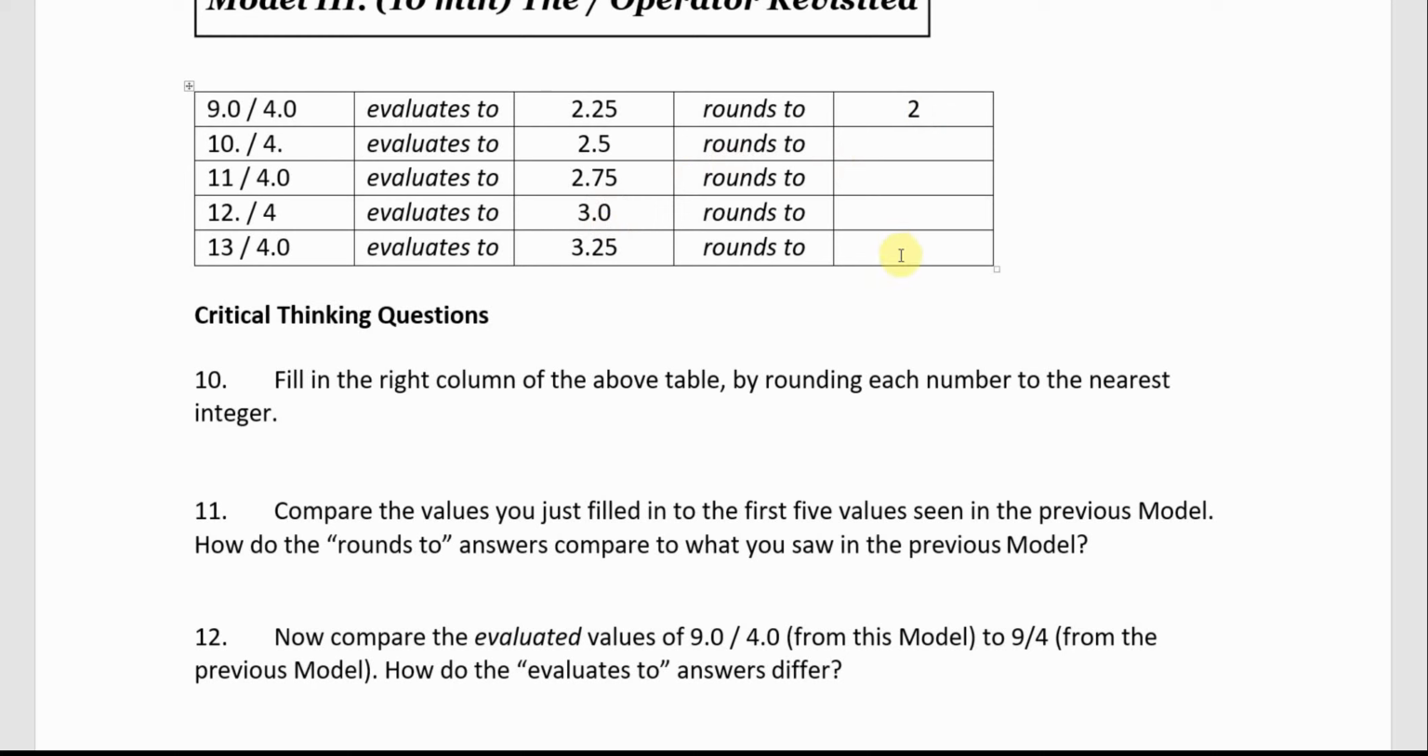Now on this rounding, if the part to the right of the decimal is less than 0.5, you round down. In other words, you get rid of the number to the right of the decimal. That's why this is 2. If the number to the right of the decimal is 0.5 or more, you round up. All of the answers in this last column will be integers.